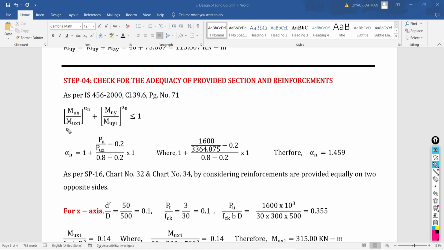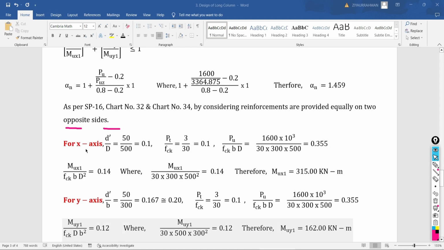Now the next unknown thing is what? MUX1 and MUY1. For that, we need to take the help of SP16. In SP16, there are multiple charts available based on D dash by D ratio and grade of steel. So in our proposed example, grade of steel is Fe415, and for X direction, for major axis, D dash by D value is what? 50 is your effective cover. Overall depth of your column is 500, so the value comes out to be 0.1.